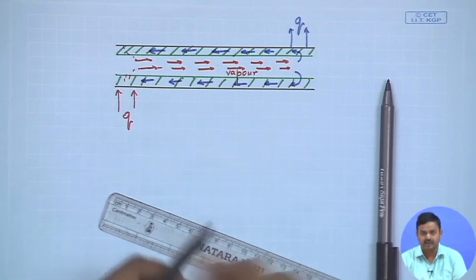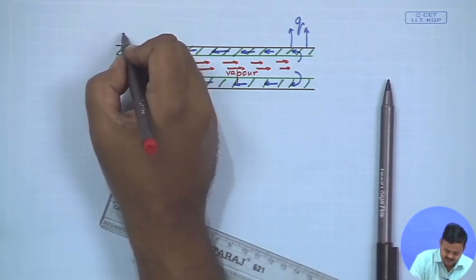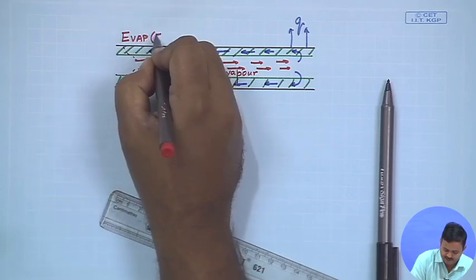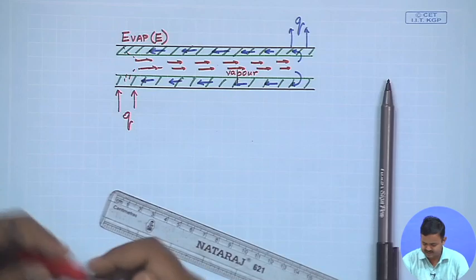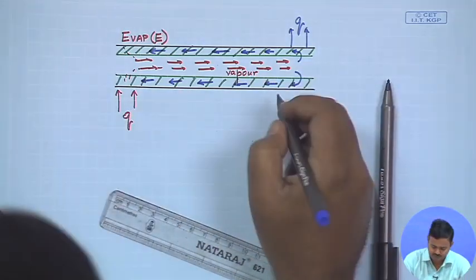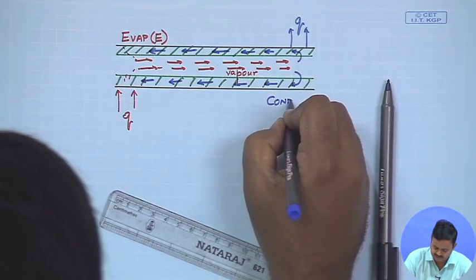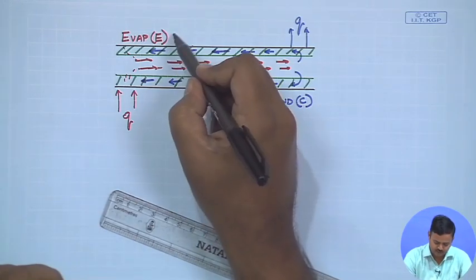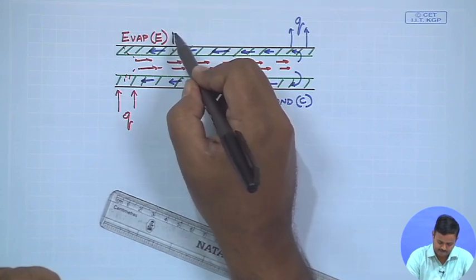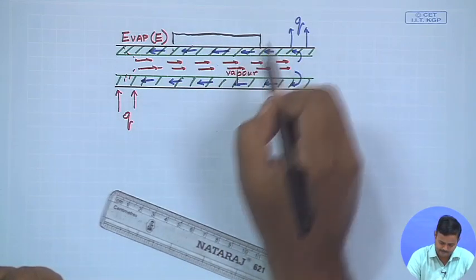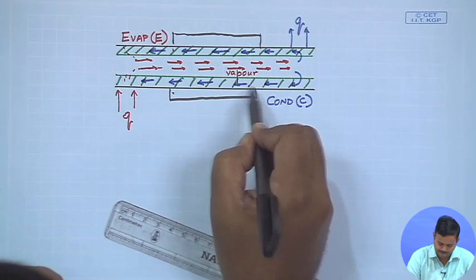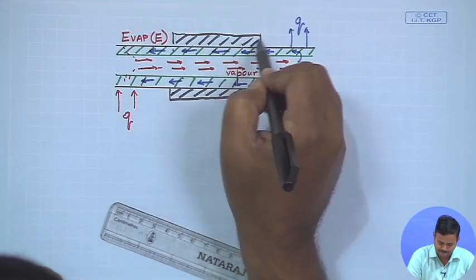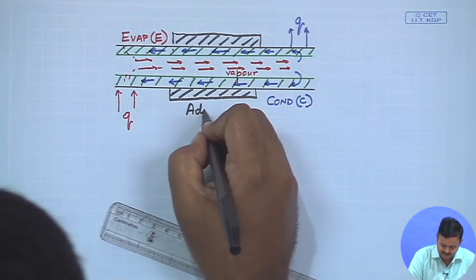Okay. So, is it clear now? As we said, this end we call the evaporator section. Many a times we will just denote it as E, and this end we will call the condenser section, and many times we will denote it as C. The middle portion over here is the adiabatic section.